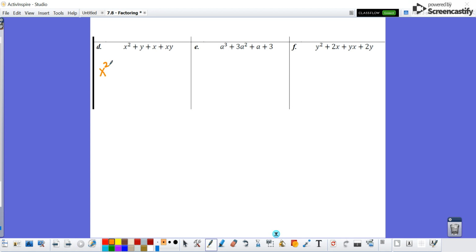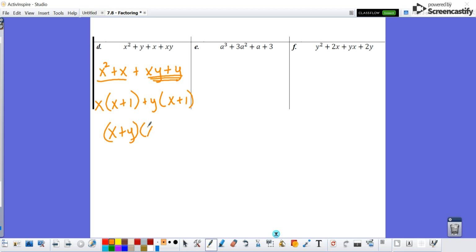So I would probably go x squared plus x, xy plus y. This way, I have a GCF of x in that group, and in this group, I have a GCF of y. I'll take out an x. I'm left with an x plus 1. And to get an x plus 1 from the second group here, I would then take out a positive y, and I'd be left with x plus 1. So my final answer, x plus y times x plus 1.